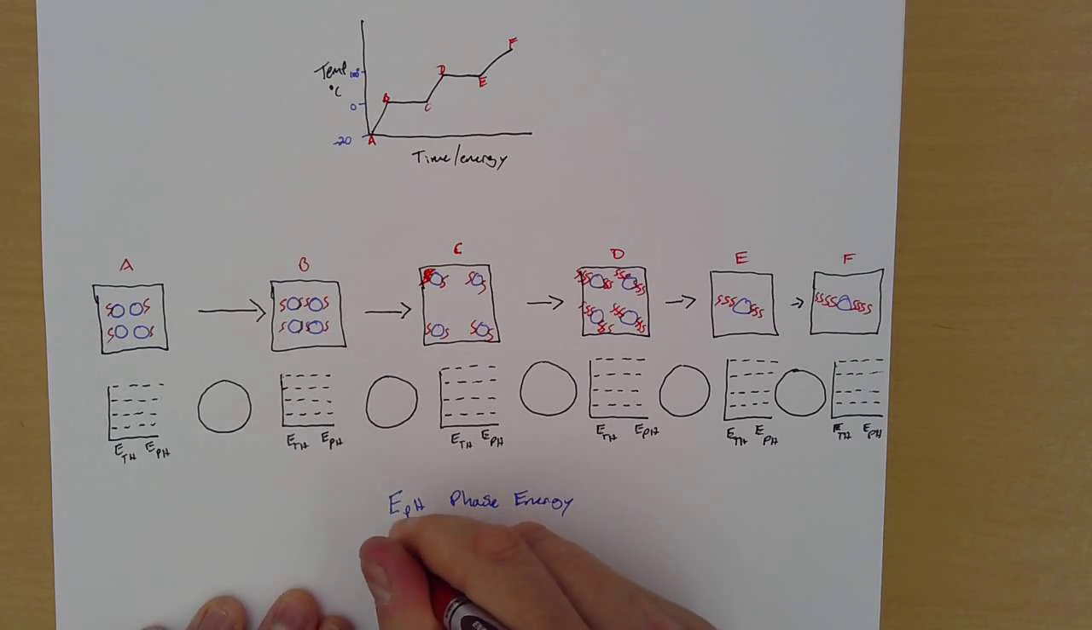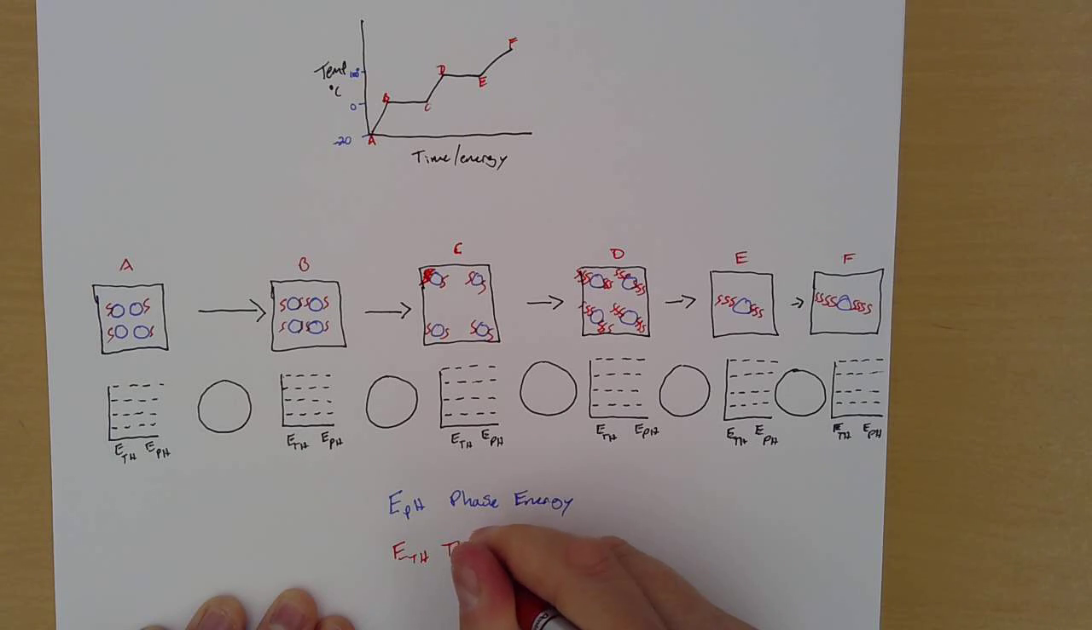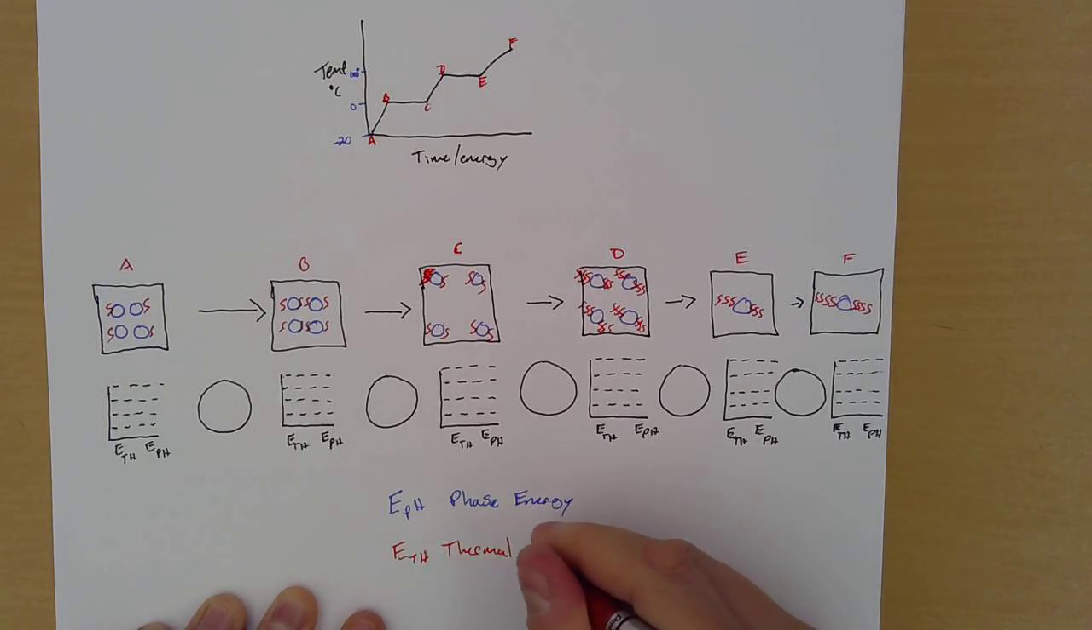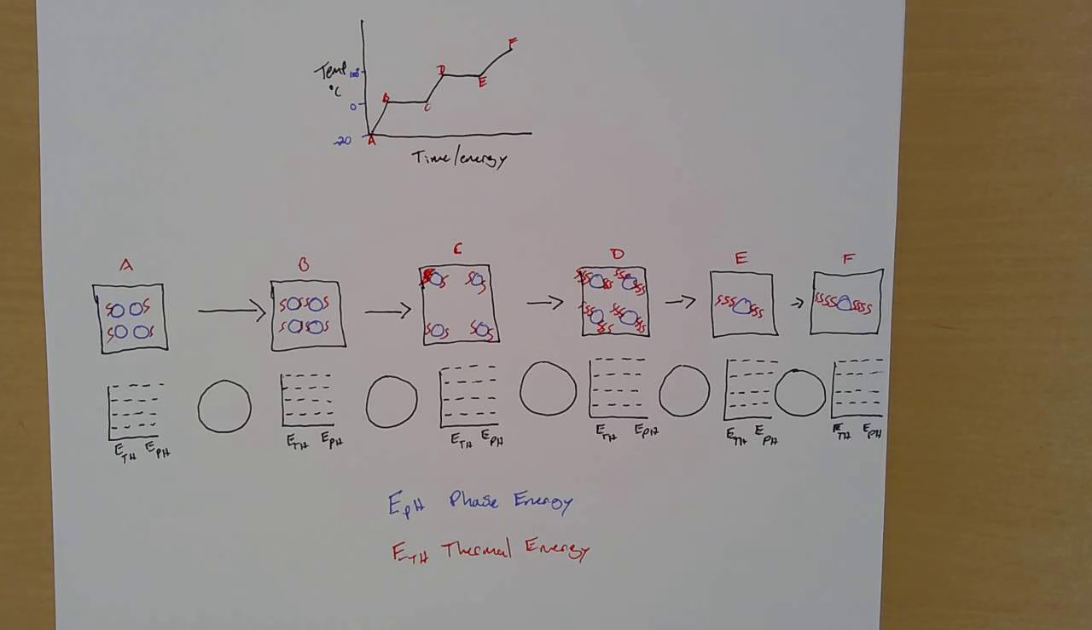Then we also have ETH. This is thermal energy. Or we can say temperature, right? So it's getting either hotter or colder because it's talking about the speed of those particles. So let's just look at temperature for a moment. Let's look for areas where we're starting to see a temperature change.